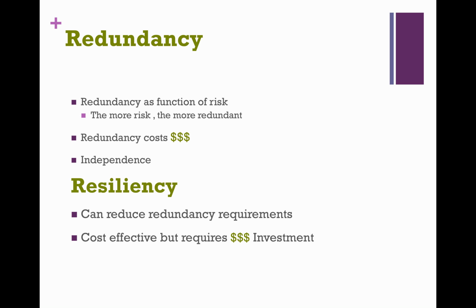Redundancy is a function of risk. What I mean by that, when anyone says a function of, it means that the more of something, so in this case, the more risk, the more redundant. So there's a mathematical relationship between redundancy and risk. Right? So the more risk there is, the more redundancy there is. It could be the opposite, but for this case, the mathematical relationship is when you increase risk, you increase redundancy. And we know that.